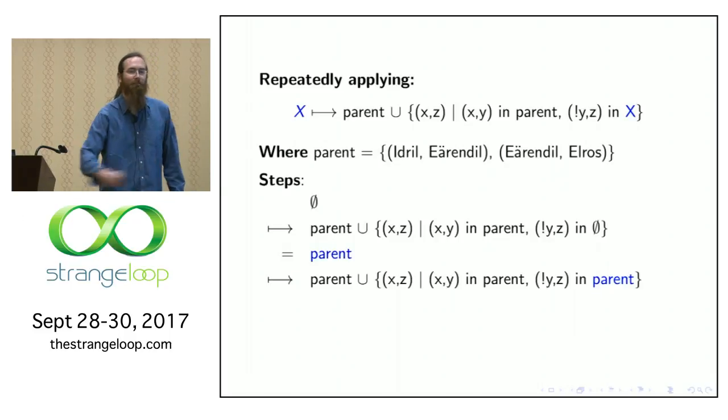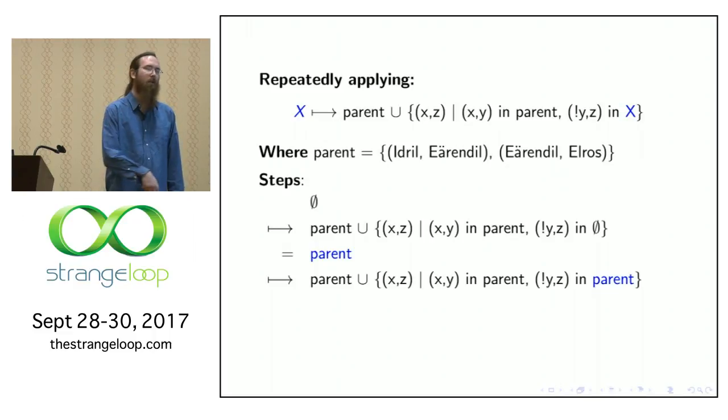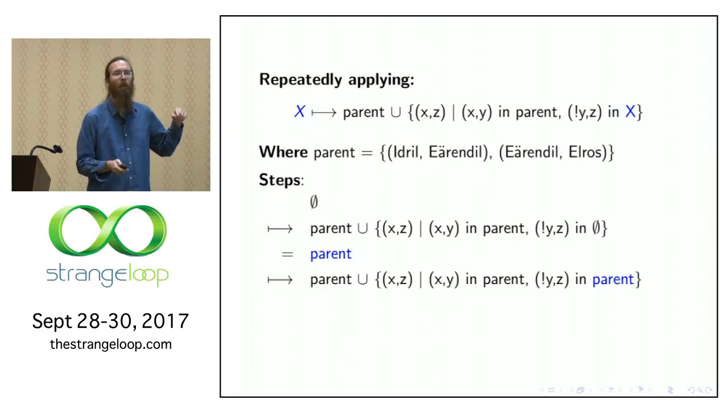Let's apply our function again. So now, let's look at this for a while. What is this doing? It's taking parent, union, this thing that looks for pairs in parent that have a common middle thing, where one of them's child is the same as the other one's parent. So this is, in other words, calculating grandparents. This is parent, union, grandparent.